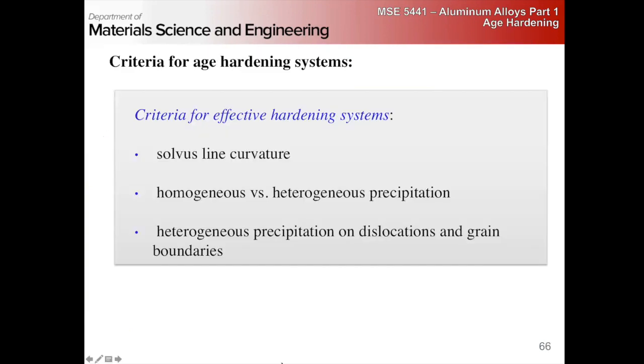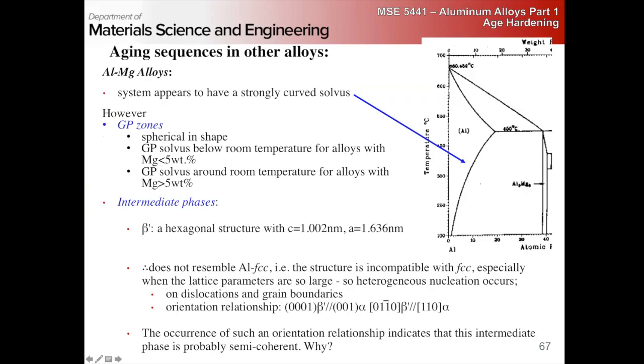So basically, this is what we just said. What do we need for an effective age hardening system? Solvus line curvature, homogeneous versus heterogeneous precipitation. And what do I mean by solvus line curvature? I need to be able to get an appreciable amount of solute into my system in a single phase region.